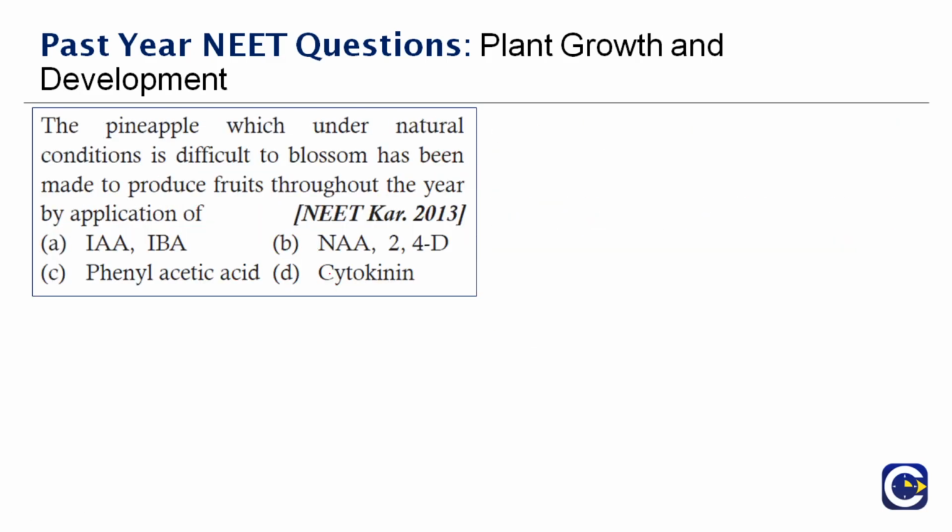Next question here. The pineapple, which under natural conditions is difficult to blossom, is made to produce fruits throughout the year with the application of dash. Now you must have seen that certain fruits are occasional, that is, you call them seasonal fruits. Only at that period of time you find those fruits available. But now this condition is not prevailing. You have certain fruits which are seasonal, even when it is not their season, they are still available in the markets.